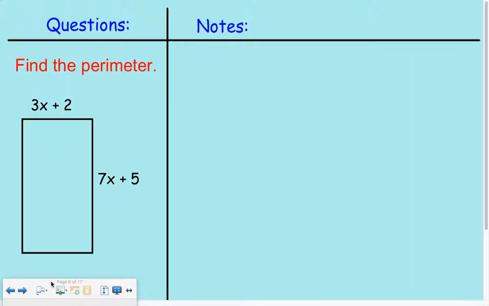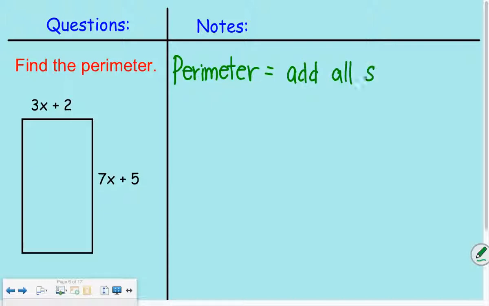And last one, find the perimeter. Well, we know when we're finding perimeter, we have to add up all sides. So perimeter means add all sides together. So let's look at our rectangle, because right now we have 2 sides labeled but not all 4. But if the top is 3x plus 2, that means the bottom has to be 3x plus 2. If the right-hand side is 7x plus 5, so is the left-hand side. So let's write all these sides together, and I'm going to put parentheses around each one.